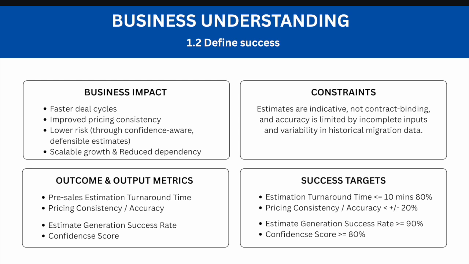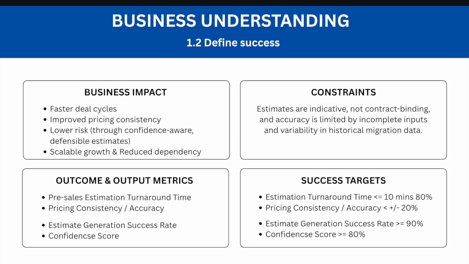We created a few success criteria for our machine learning problem. The business impact should be a faster deal cycle, so the customer shouldn't wait so long to get a quotation from our company. There should be improved pricing consistency, with no fluctuations or differences from the market. Risk will be lower because we are creating a system which will give us a confidence score on our generated quotation, and the quotations are tool dependent and not human dependent. We can scale it rapidly, and it is less dependent on the senior consultants.